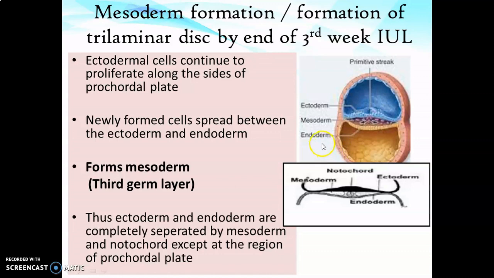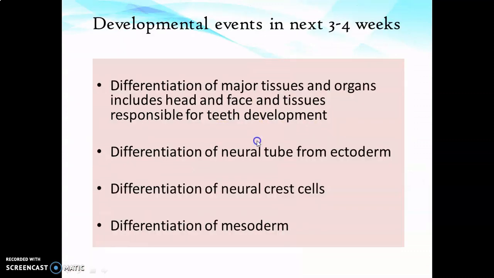So all three germ layers are formed by the end of the third week of intrauterine life, and over the next 3 to 4 weeks there is development of major tissues and organs from this three-layered embryo. So these are the major developmental events that take place in the next 3 to 4 weeks. That is differentiation of major tissues and organs including the head and neck and tissues responsible for teeth development, differentiation of the neural tube from ectoderm, differentiation of neural crest cells, and differentiation of the mesoderm, that is the third germ layer formed.